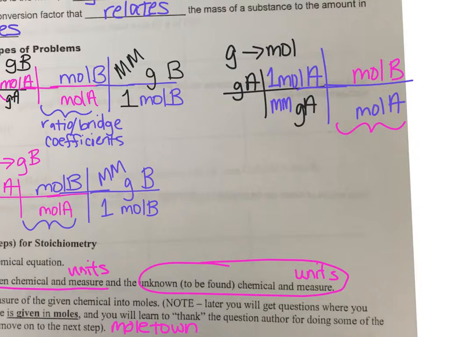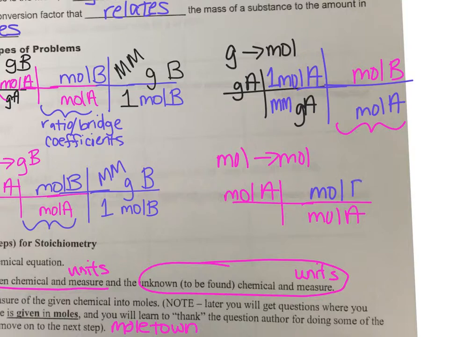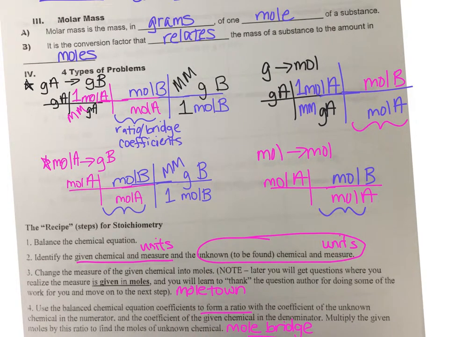Okay, and finally, your last one, even easier, is a mole to mole. So you literally are already starting in Mole Town. You cross the bridge, and you are done. But if you take a look at the big picture here, no matter what, you cross that bridge. There is a mole bridge in every single one of those calculations. That's what I mean by you always will cross it.